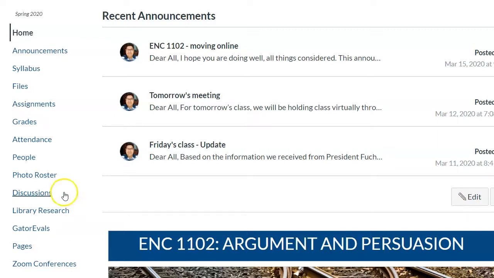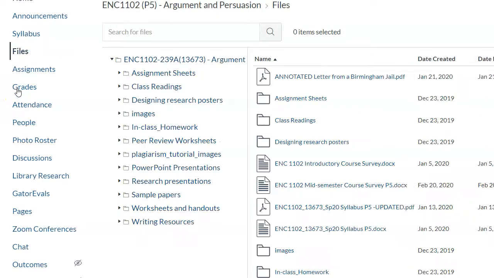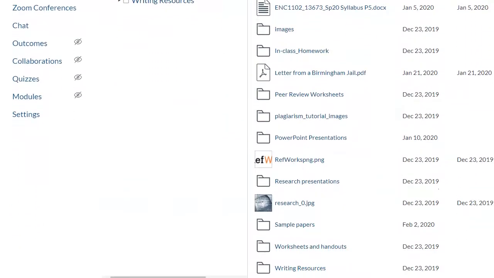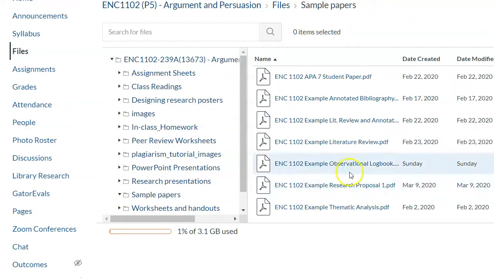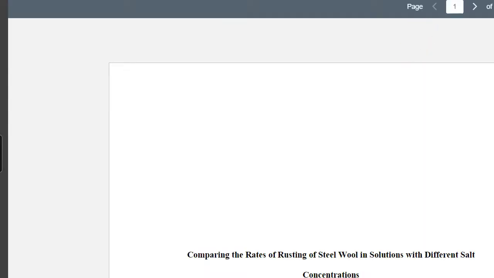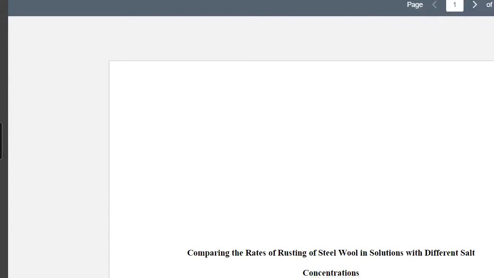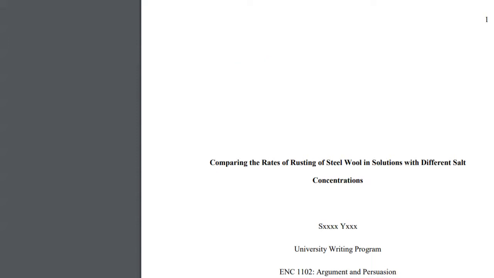So what I want to do now is take a look at the sample observational logbook that we posted on Canvas. So I'm navigating to it now. So we're in Files. Then we're going to make our way to Sample Papers. And so here's the sample observational logbook. I'm going to go ahead and download it. All right, so here we go.